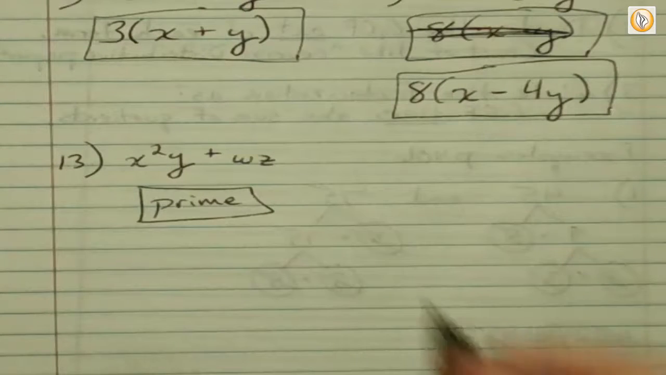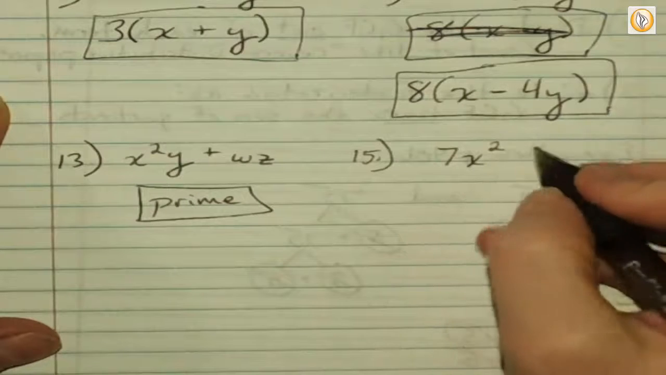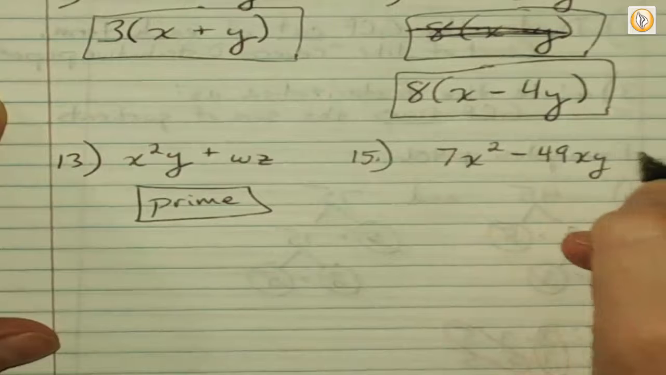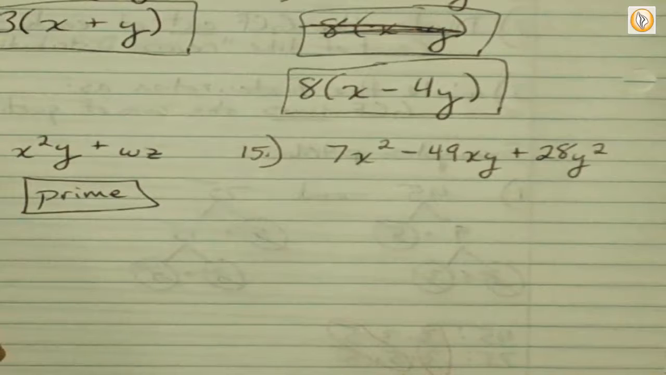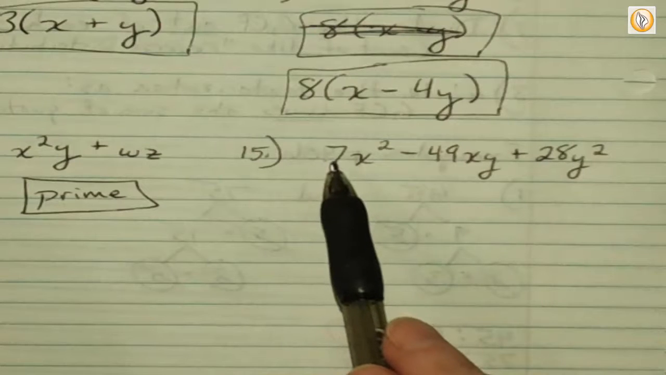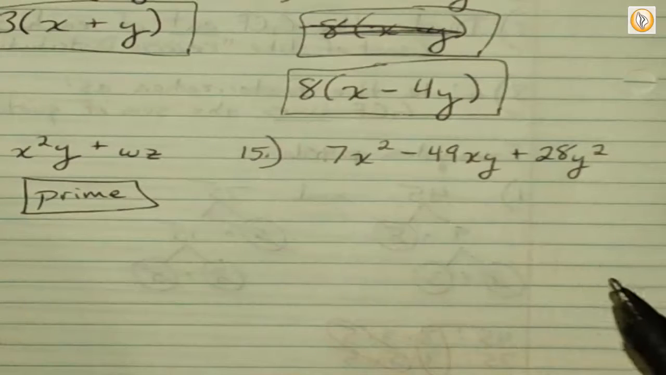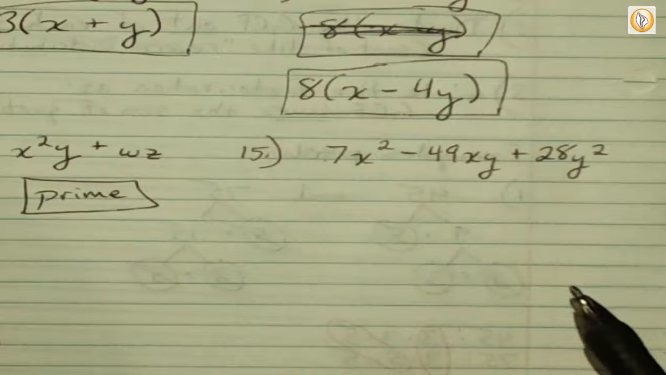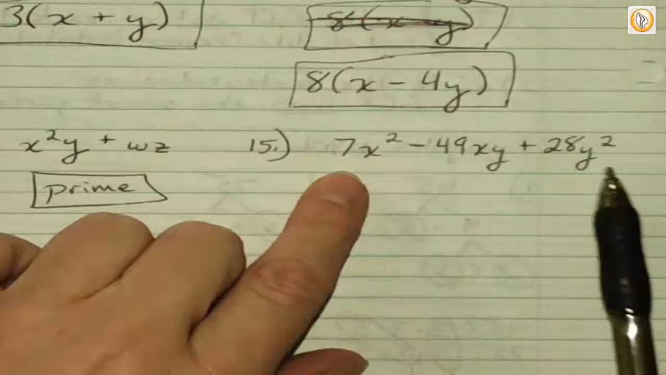All right. Y'all ready for another one? Let's look at 15. 7x, and I promise not to mess this one up. 7x squared minus 49xy plus 28y squared. What is the largest number and or letter that you can take out of each term? Are there any letters? No, you're right, because there's an x squared, an xy, and a y squared.